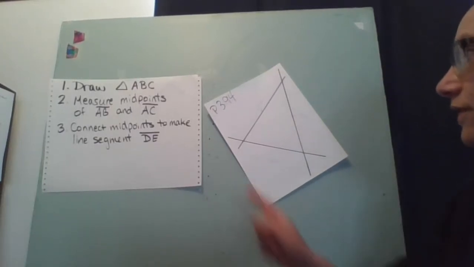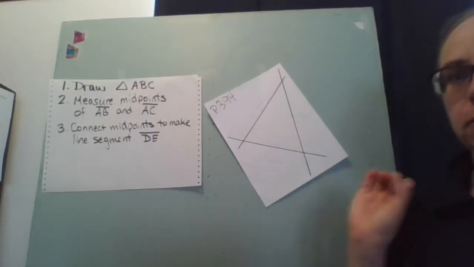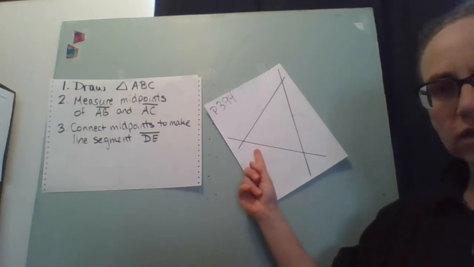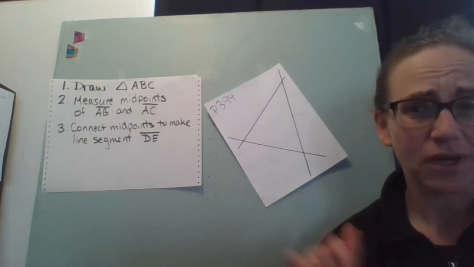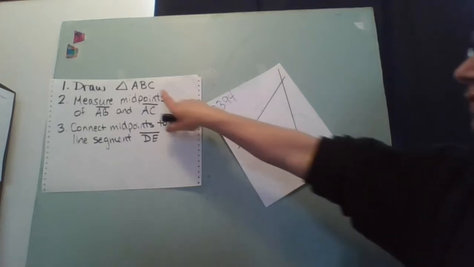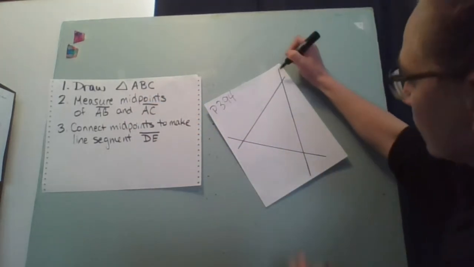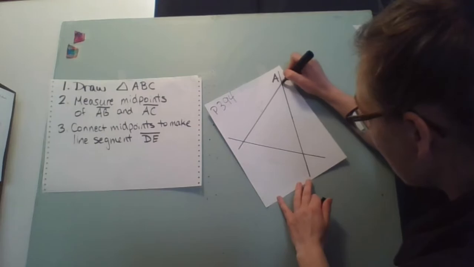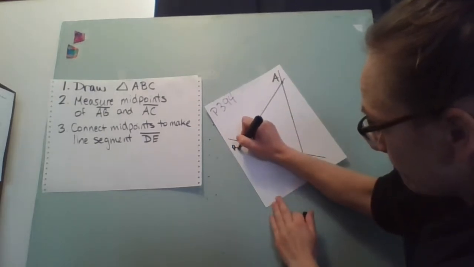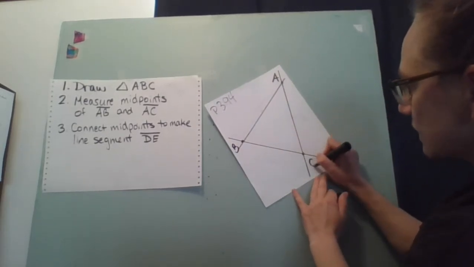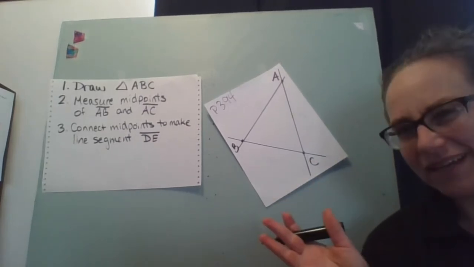Okay, so we're going to do an investigation from page 394 of your textbook, and it's really cool. So I've drawn a triangle, and you can draw any random triangle. It doesn't matter. Pick a triangle. Okay? So I've got to label it. Let's label it here. So there's vertex A, vertex B, vertex C, right? Pick any letters you want.